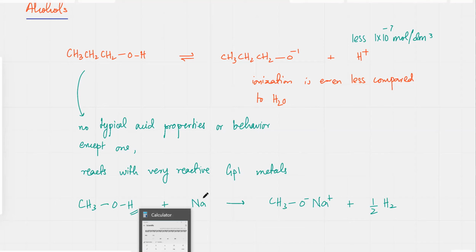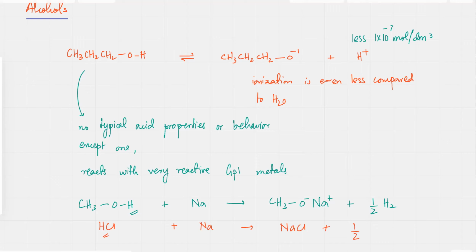Other acids react very vigorously. For example, if you take HCl, the reaction with Na is going to be very vigorous. The H in the acid is going to be replaced by Na, and it would form NaCl, plus the H would be displaced and half H2 gas would be produced. But this one is a very slow reaction. It's an extremely slow reaction.